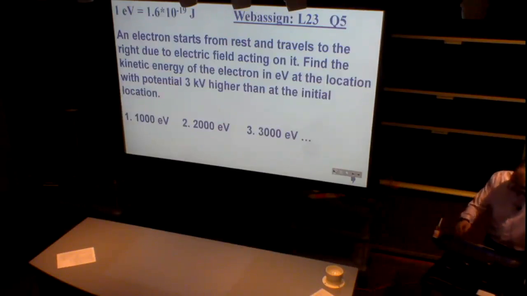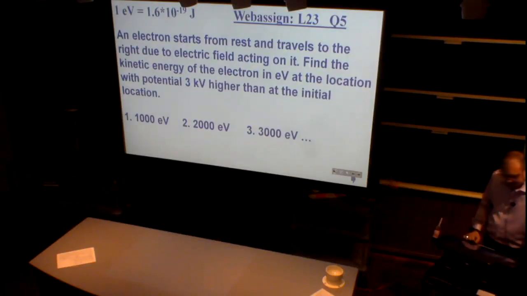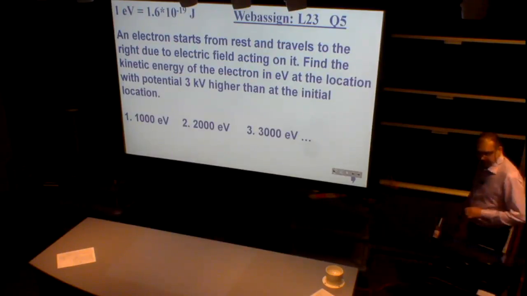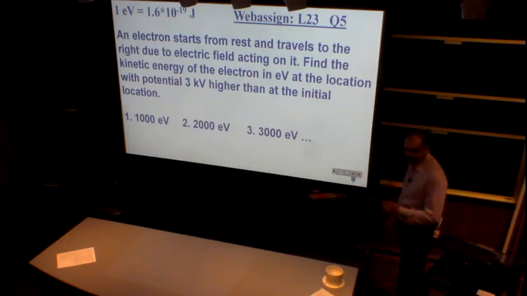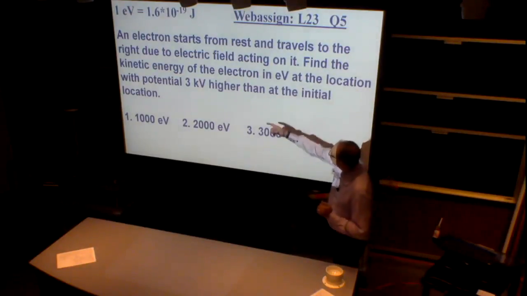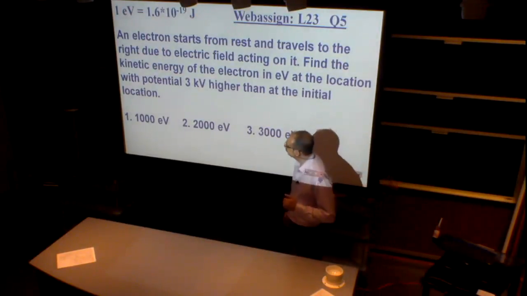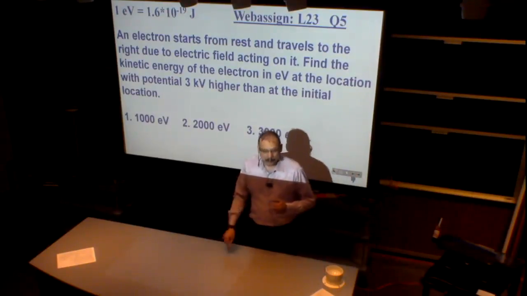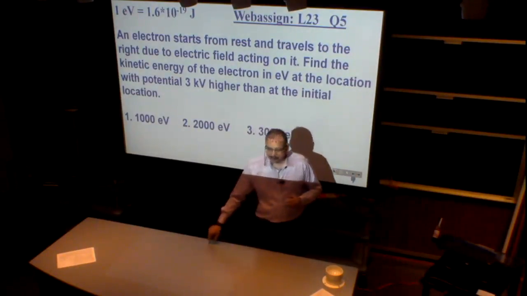And of course, now, we can practice first in using electron volts, and then we can convert joules into electron volts. Question. A single electron starts from rest, travels through potential difference of 3 kilovolts. What will be its final energy measured in electron volts?